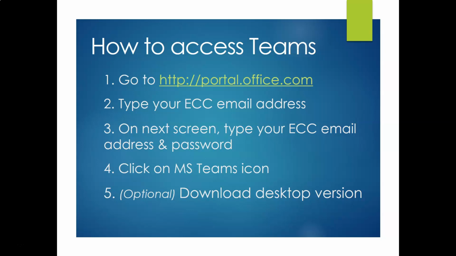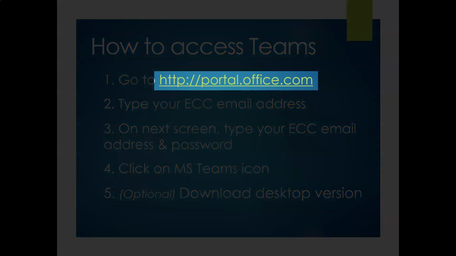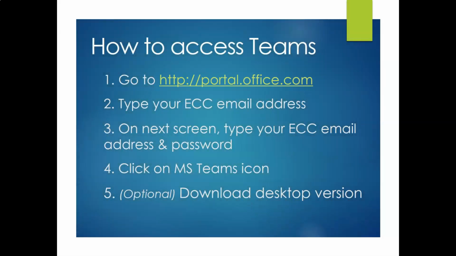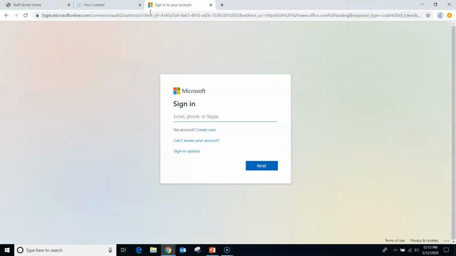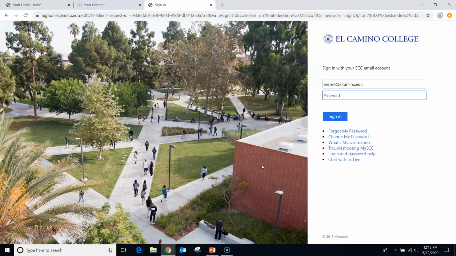All right, first you're going to go to the following website, http://portal.office.com. It's going to look like this. And then you're going to type in your full El Camino email address and click Next. It'll tell you that it's taking you to your organization's sign-on page.